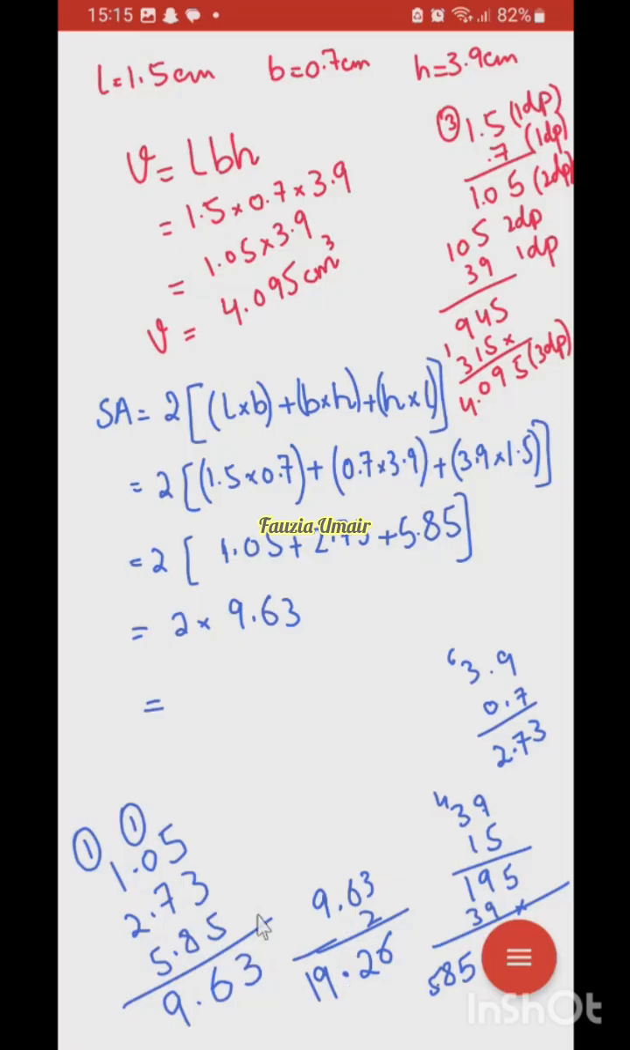Why am I putting the decimal at the two decimal place? Because 2 is in the zero decimal place, and the upper value is in the two decimal place. So the answer is 19.26, and it is the surface area.